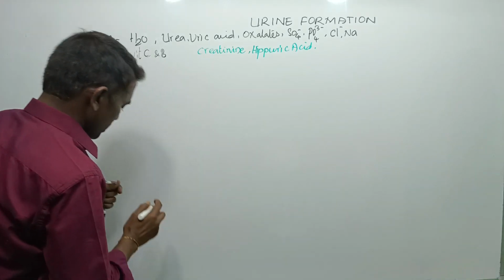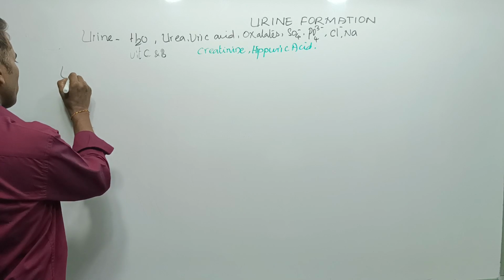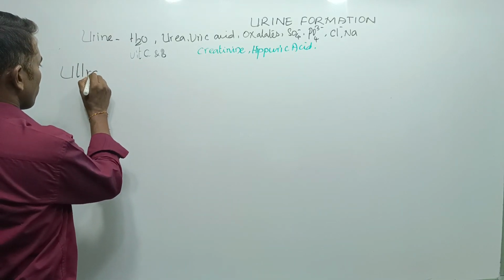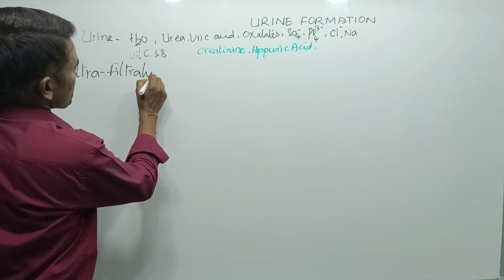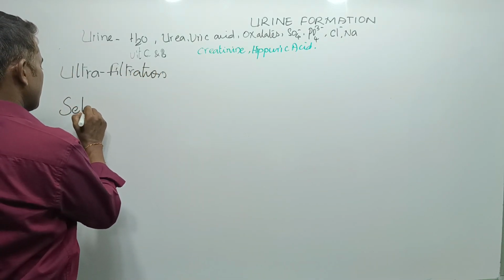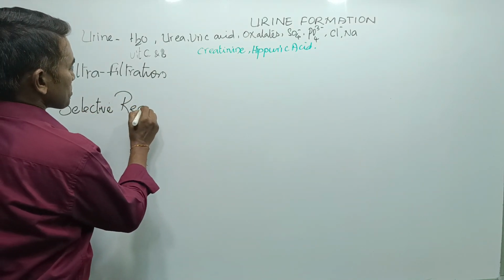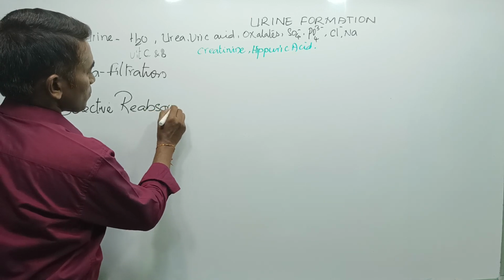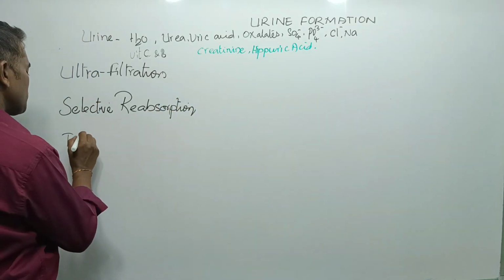So the urine formation includes three stages, three steps. It is divided into ultrafiltration, selective reabsorption, tubular secretion.